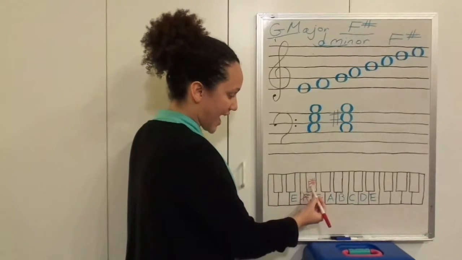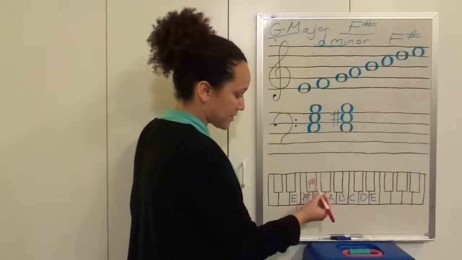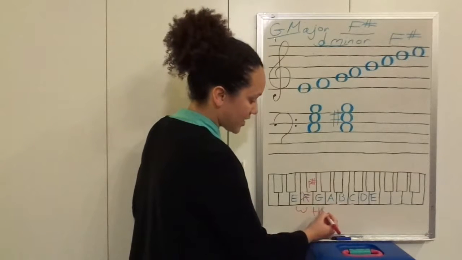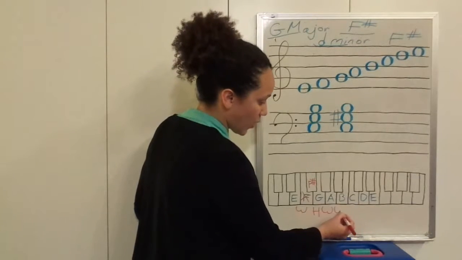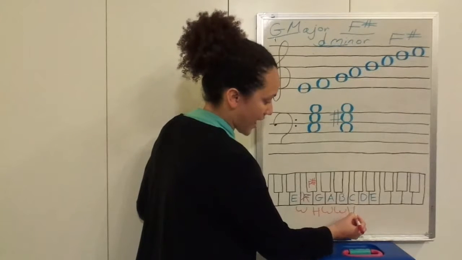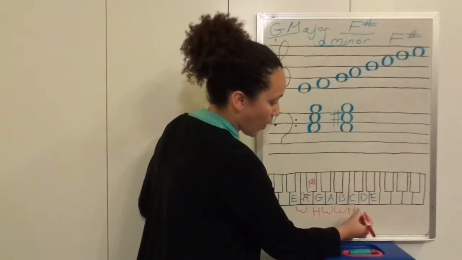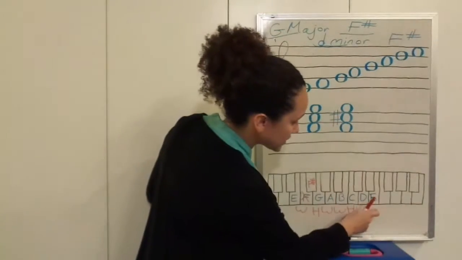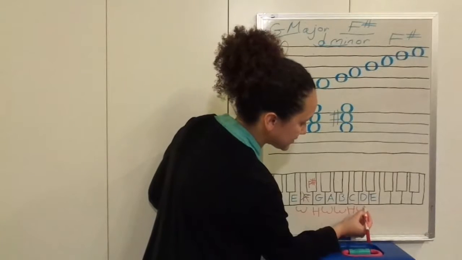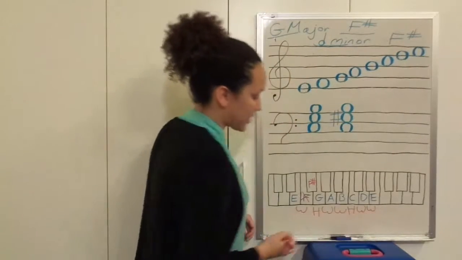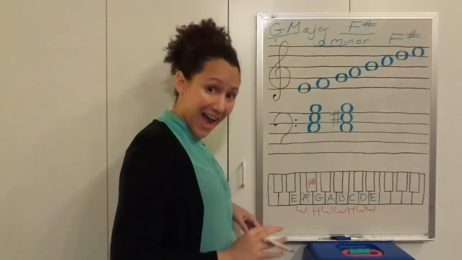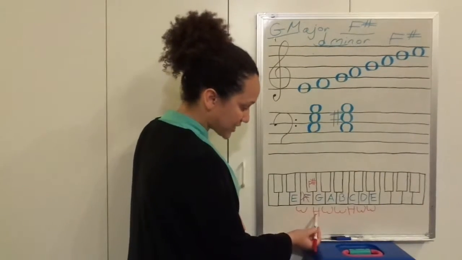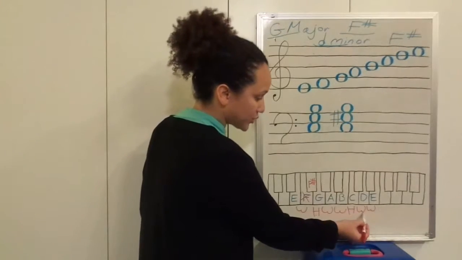So from E to F sharp, that would be a whole step. From F sharp to G, that would be a half step. G to A, whole step. A to B, whole step. B to C, there's our half step. C to D, whole step. D to E, whole step. Sorry, let me fix that. Whole step, there we are. So again, whole step, half step, whole step, half step, whole step, whole step.